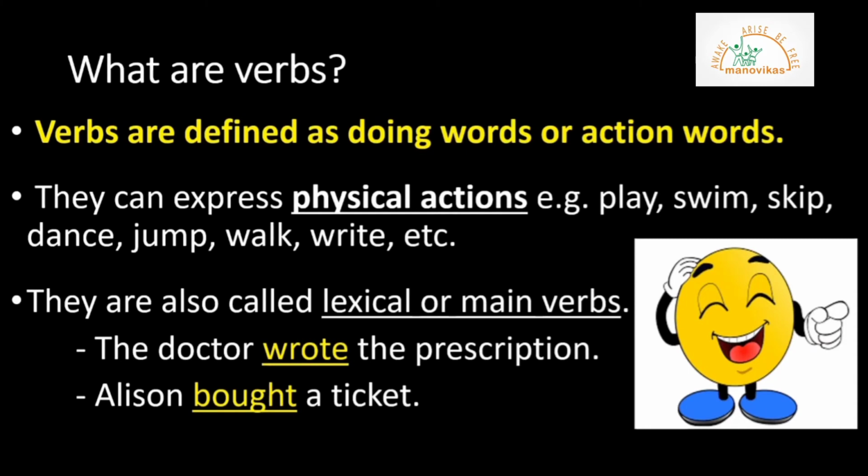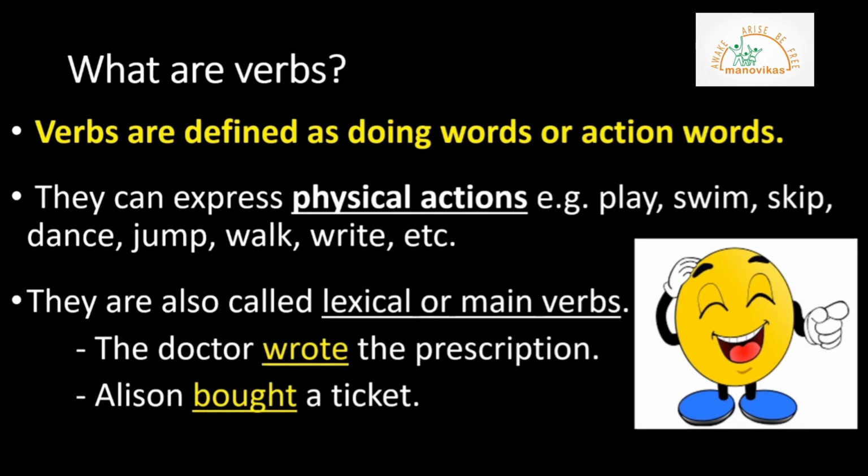Verbs are defined as doing words or action words. It is the action which takes place between the subject and the predicate. They can express physical actions, for example, play, swim, skip, jump, dance, walk, write, etc. They are also called lexical verbs or main verbs. In the sentence, the doctor wrote the prescription, wrote is the doing word. The doctor is the subject.